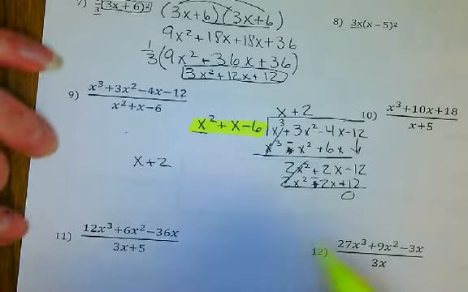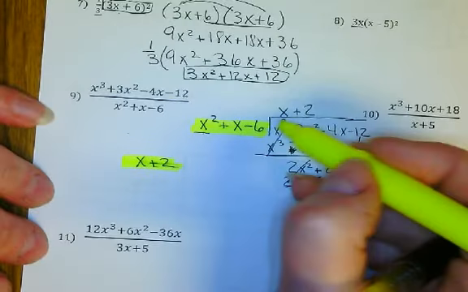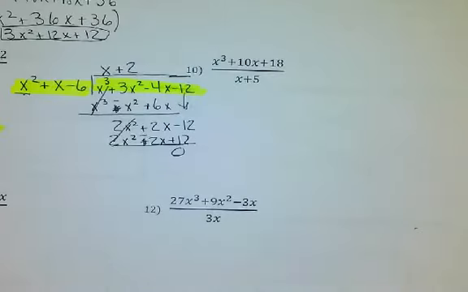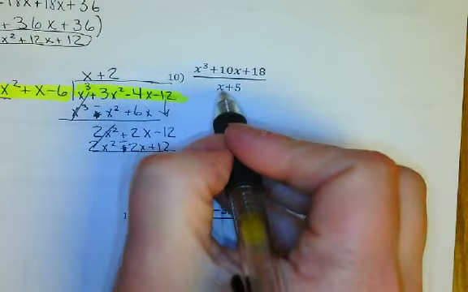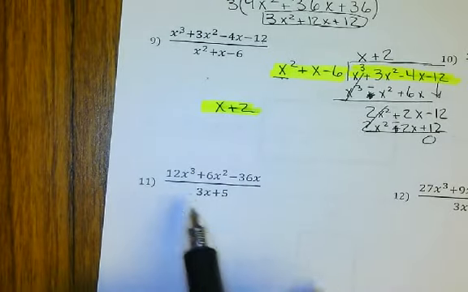And again, if you were to multiply this and what you got for your answer, it should get you back to what you got here. All right, on number 10, I could use synthetic division because it's just x plus 5. But for instance, on number 11, I could not use it because there's a 3 in front of that x.